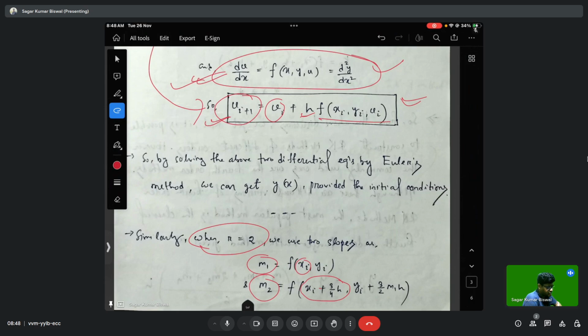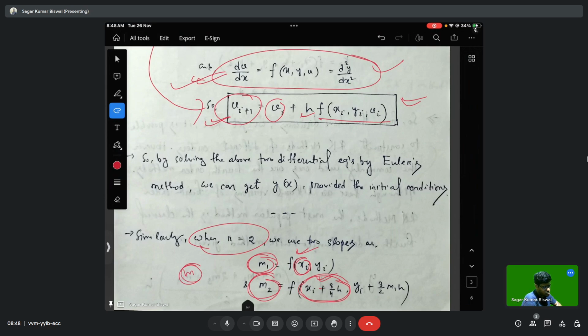So you are finding the slope at 2 different points now, xi and xi plus 3 by 4h. Why 3 by 4h? That you will understand if you follow the derivation of it. But here I am not going to describe the derivation because time is limited. So you may go through the book. The derivation is very simple, and that is not very complicated. So here you are trying to find the slope at 2 different points and take their average, right? And that will be your slope.